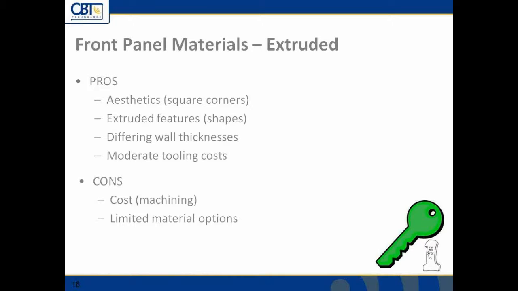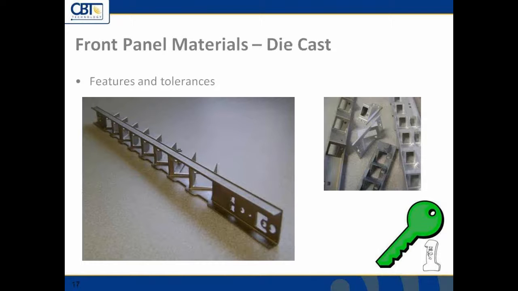And then as far as the material options, you've got one: aluminum. There are different grades, so there are different alloys that can be chosen. But for the most part, you're only looking at aluminum. We don't offer this as a stainless steel extrusion, for instance, or a cold-rolled steel extrusion, nothing along those lines.